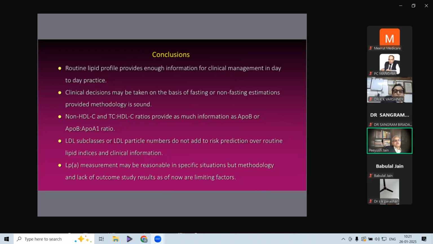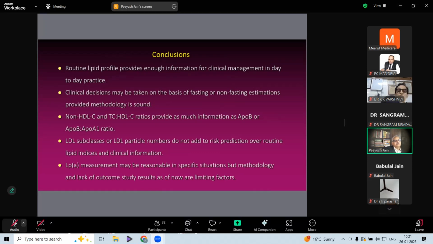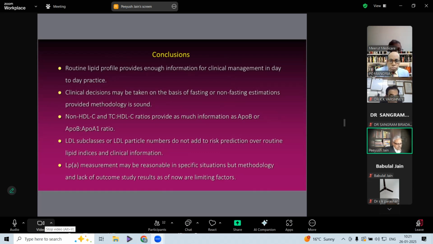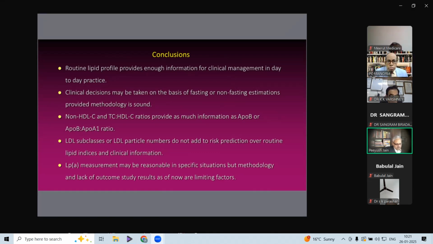So my conclusions are: routine lipid profile provides enough information for clinical management in day-to-day practice. From simple parameters like total cholesterol, LDL, HDL, triglycerides, you can actually derive non-HDL-C as well as the total cholesterol to HDL-C ratio, and they are very good markers of the future risk. Clinical decisions may be taken on the basis of these fasting or non-fasting estimations, but of course, the important thing is that the correct methodology should be used.